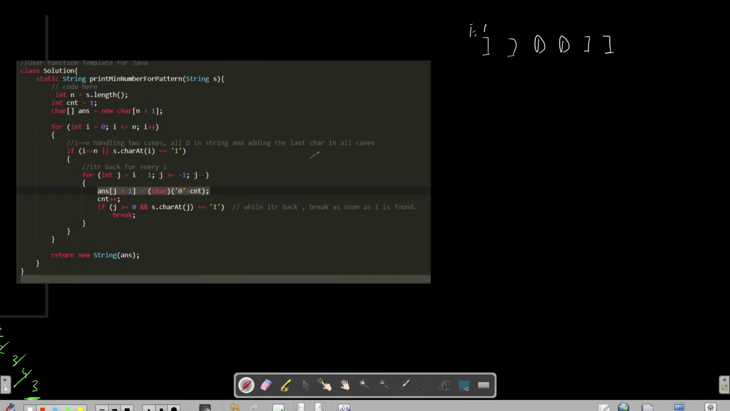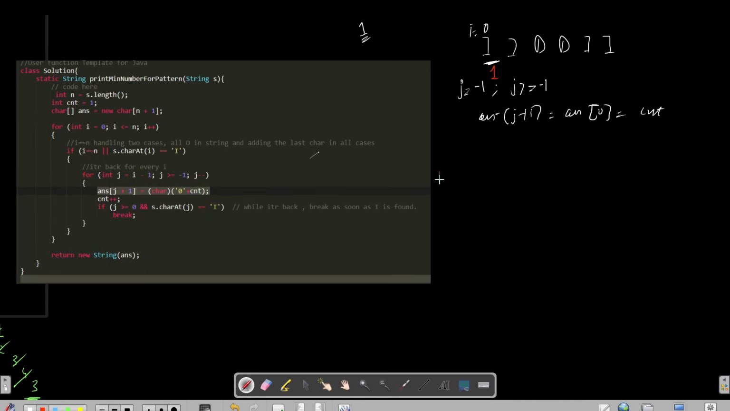So for i equals to 0, what will happen? Since it is equals to I, you will have your pointer j equals to i minus 1, that is, you will start iterating from j equals to minus 1 till j greater than equals to minus 1. So you will iterate just once, right? And what are we doing here? We are actually updating answer of j plus 1, that is the index itself, right? So here j plus 1 is nothing but the answer of 0, and we are updating it with the count, and count is first starting with 1. So हम इसको 1 update कर देंगे.